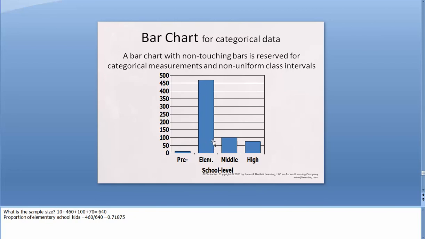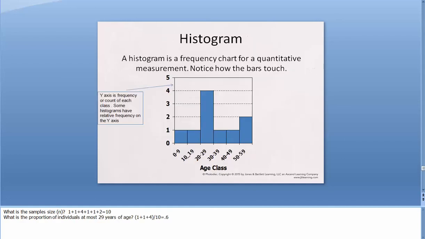Here's a bar chart. A bar chart is for categorical data. Let me go back to the previous slide. In histograms, these bars do touch each other, because these are just adjacent groups: 0 to 9, and right after that, 10 to 19. These are connected. Visually, that's the major difference between a histogram and a bar chart.